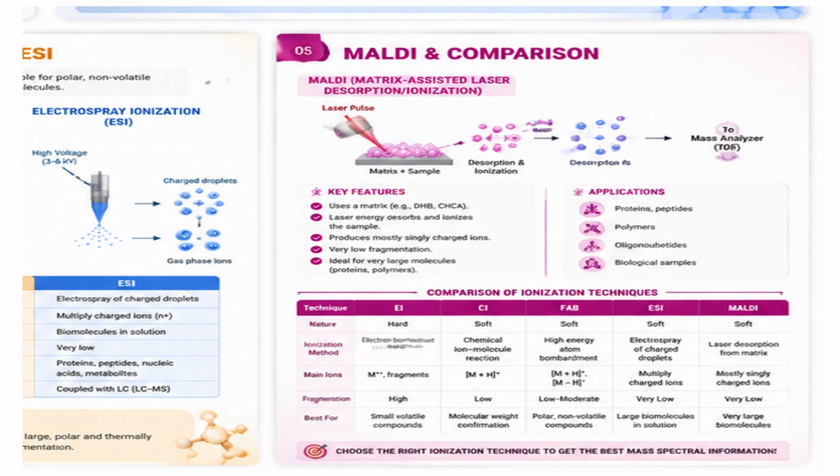ESI uses electrospray of charged droplets. It produces multiply charged ions and is best for large biomolecules in solution. MALDI uses laser desorption from a matrix. It produces mostly singly charged ions and is best for very large biomolecules.